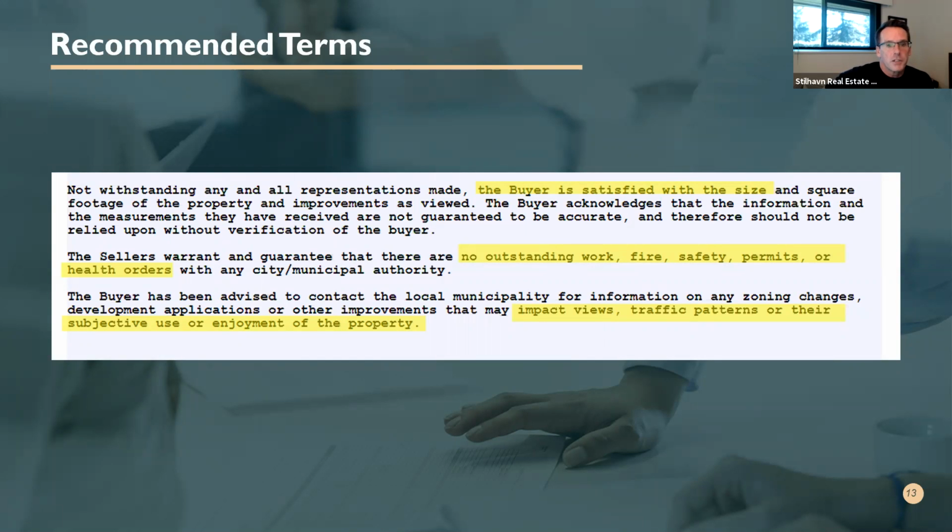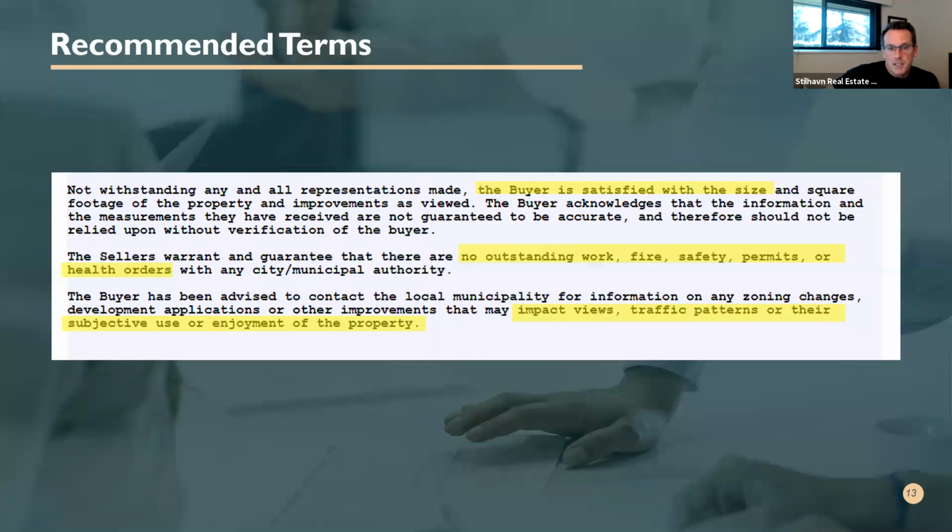The buyer has been advised to contact the local municipality for information on any zoning changes, development applications, or other improvements that may impact views, traffic patterns, or their subjective use and enjoyment of the property. I really like that clause, and I've seen it being used more and more recently. And again, I never used it in my contracts. And I sold a lot of high-rise view apartments.